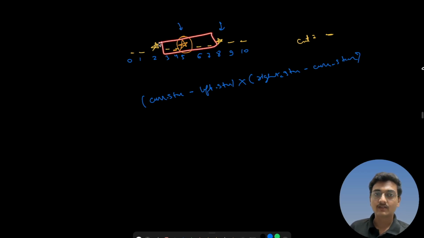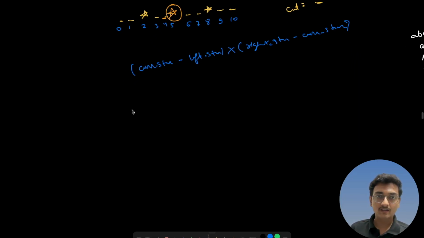Let's see one example also. You can skip it if you understood. So let me give an example. Let's say A, B, C, D and E.